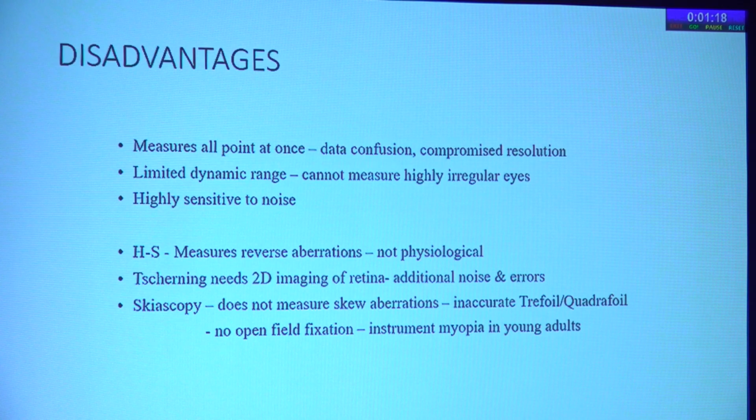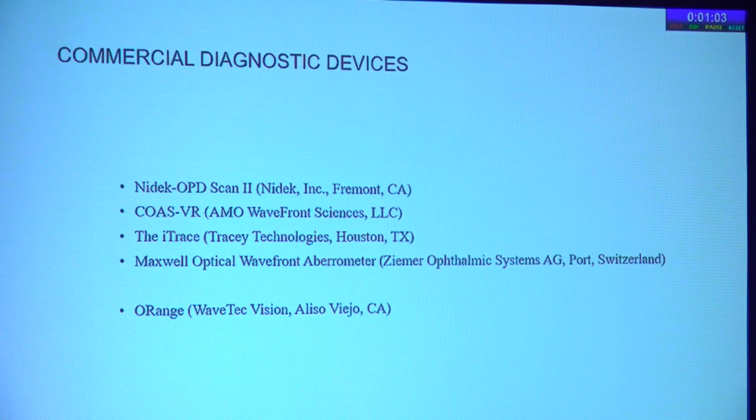Shack-Hartmann needs a 2D imaging of the retina. A 3D image which has been converted to a 2D image can lead to a lot of additional noise and errors. Skiascopy does not measure the skew deviation, so it is inaccurate for trefoil and quadrifoil. There's no open field fixation, so instrument myopia can be induced in younger adults.